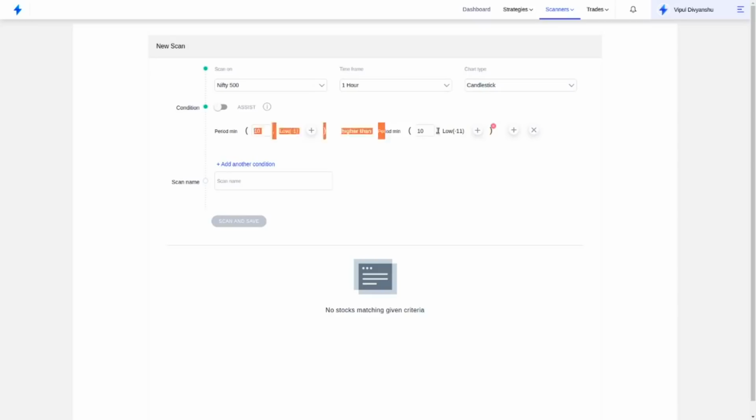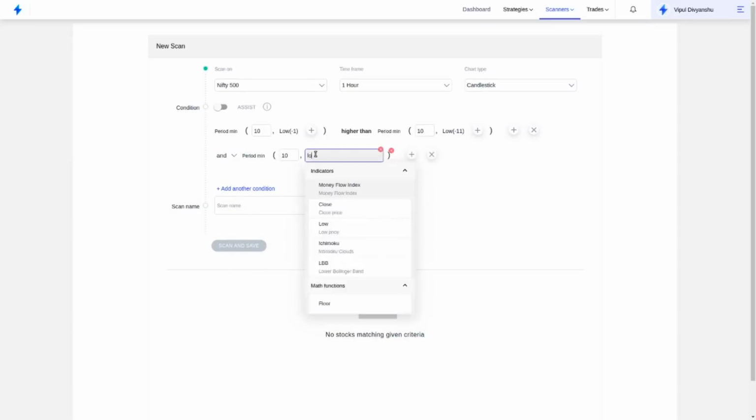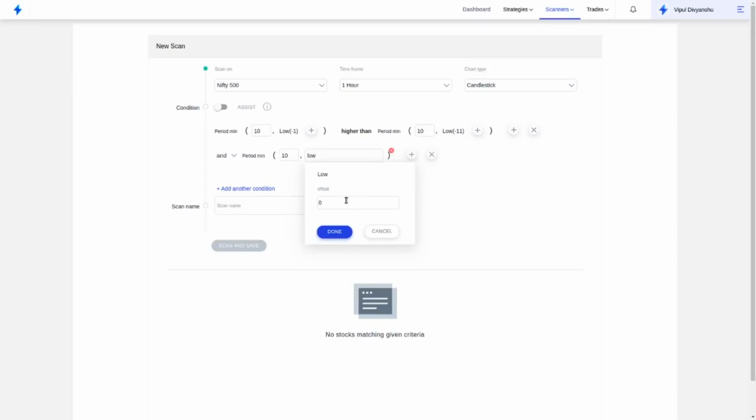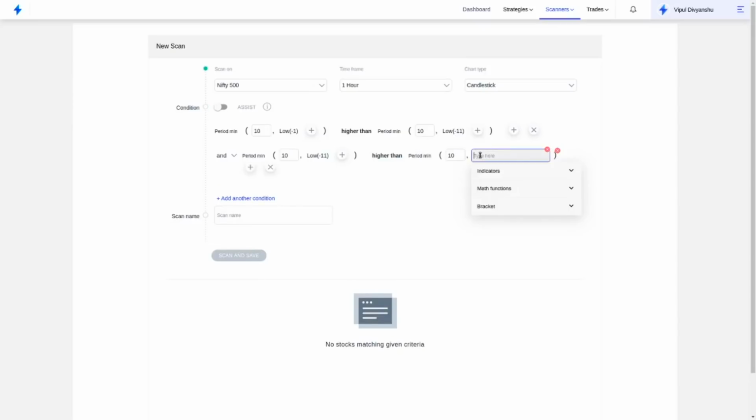Now that lowest low should be lesser than the new lowest low, showing that a rising low is being formed. So let me add another condition. I'll just say the previous one with offset of -11 is higher than period min. So it's very straightforward. It's very simple. Once you see it in chart, once you have in your mind how many candles you are calculating, it becomes very easy.